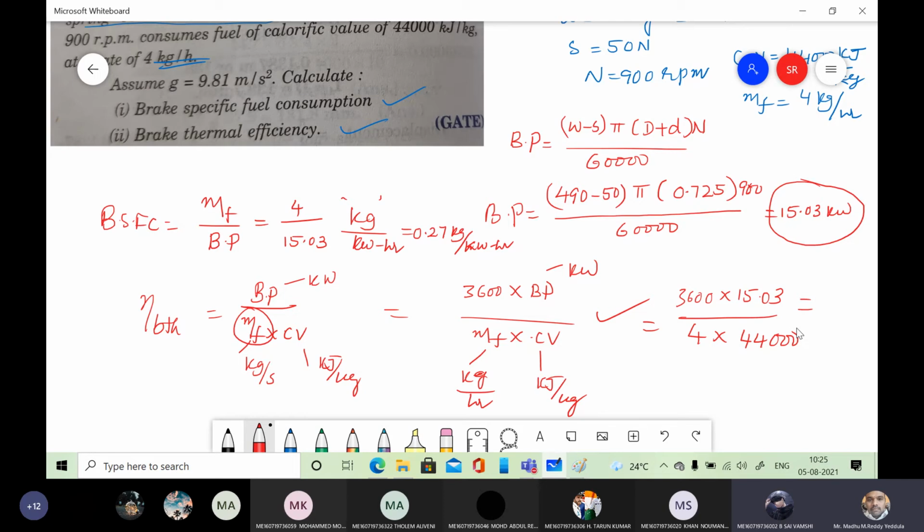It is 0.307. What is the percentage? 30.7% brake thermal efficiency. That is the reason I told you the useful work is only 30 to 35%. The remaining heat we need to dissipate. If we are unable to dissipate the heat, overheating is the problem. Okay, right. Next problem.